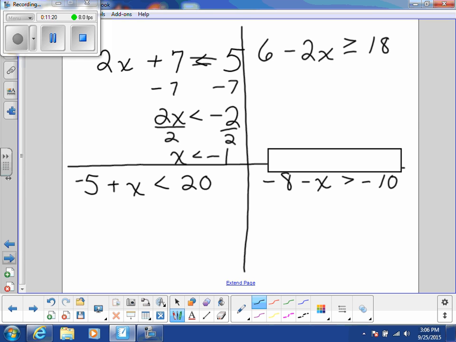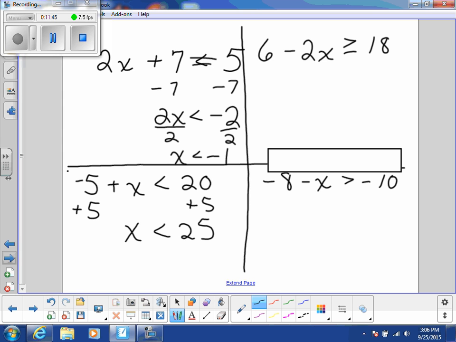All right, I'm going to do this one next. Negative 5 plus x is less than 20. Look carefully. The inverse of negative 5 is positive 5, so I'm adding 5 to both sides. That leaves x by itself with a coefficient of positive 1, 25 on the other side.